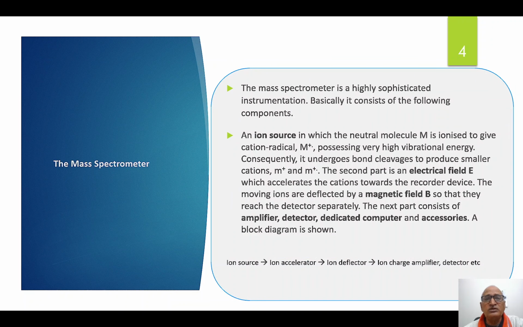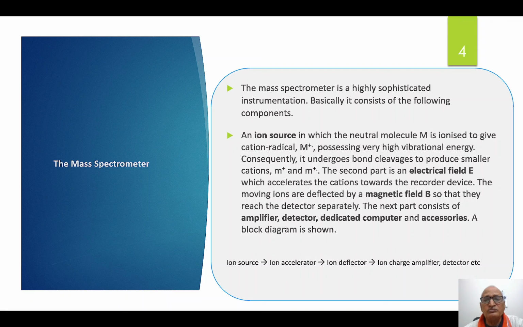The instrument used for this technique is called a mass spectrometer. A mass spectrometer is a highly sophisticated instrumentation, very costly indeed. Basically, it consists of the following components: an ion source in which the neutral molecule M is ionized to give cation radical by using a number of techniques. This molecular cation radical possesses very high vibrational energy. Consequently, it undergoes bond cleavage to produce smaller cations, M plus and M plus dot.